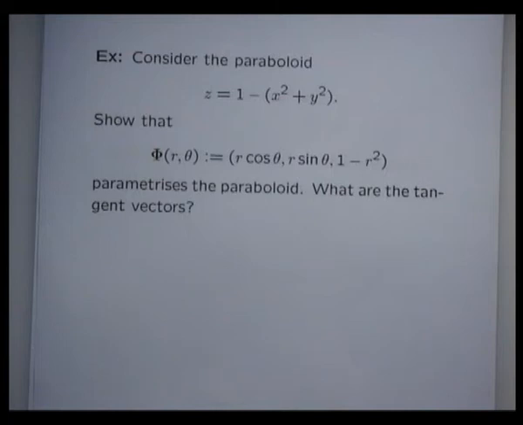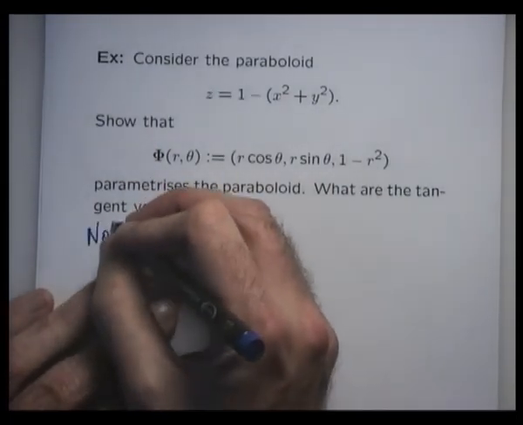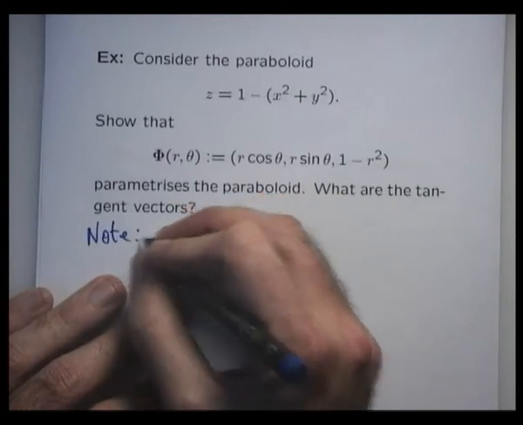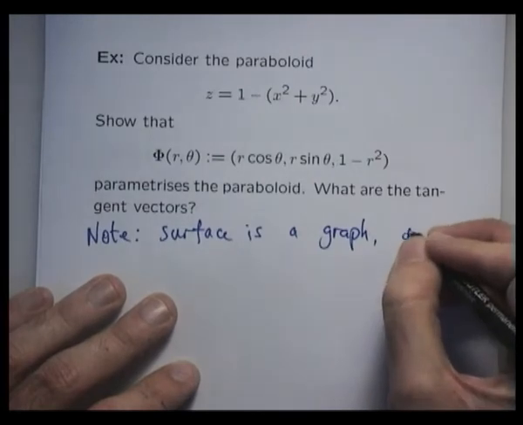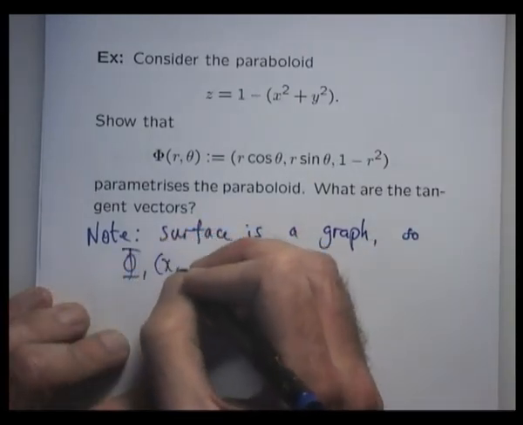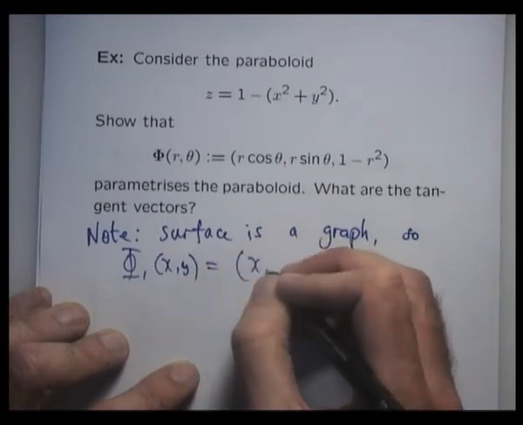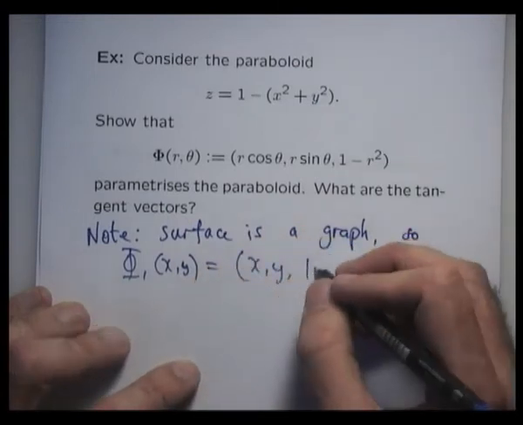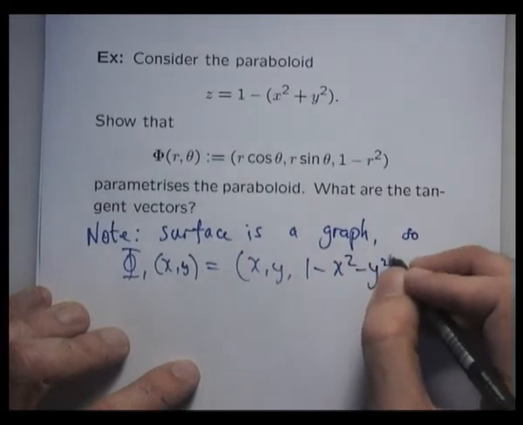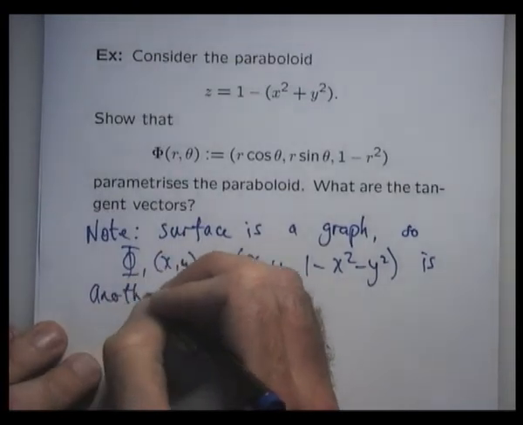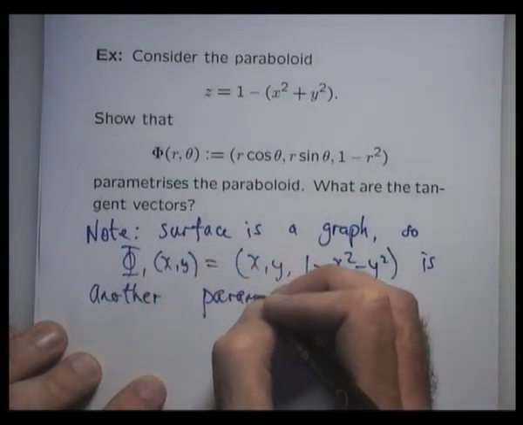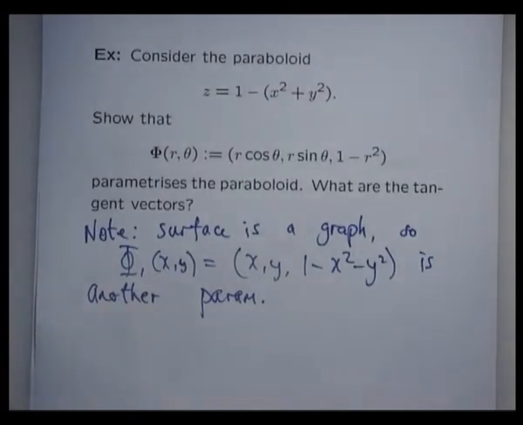Okay, so note our surface is a graph. So the following parameterization would do. Okay, so you should choose the simplest parameterization, really. This one's given to you, but let's actually answer the question.